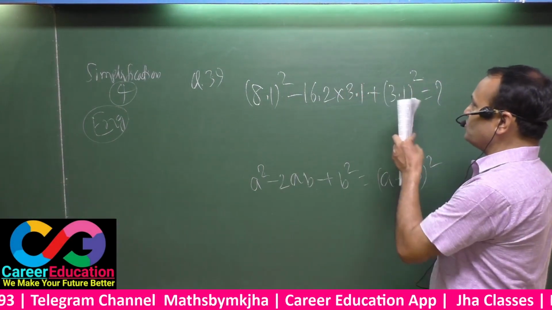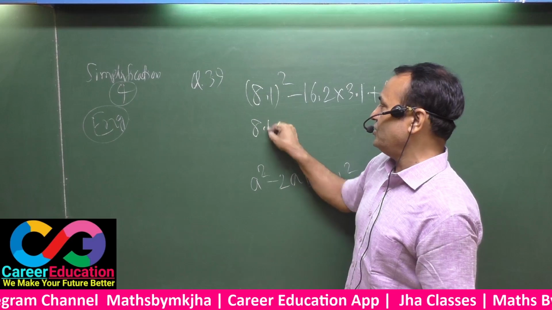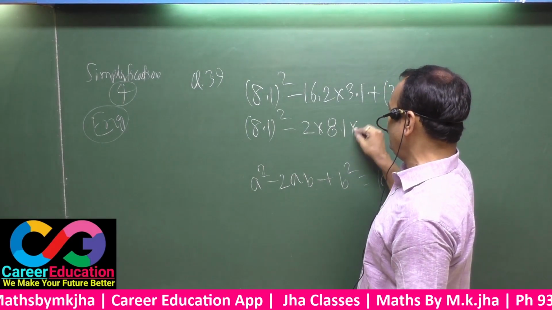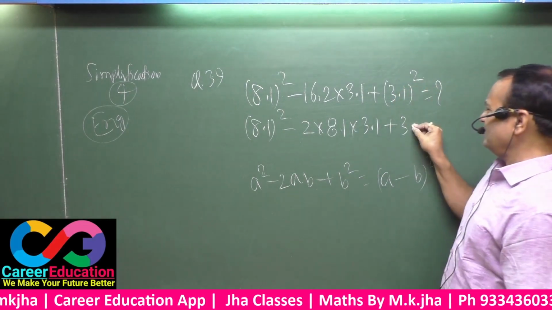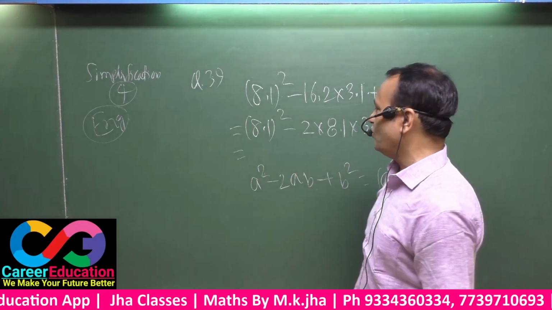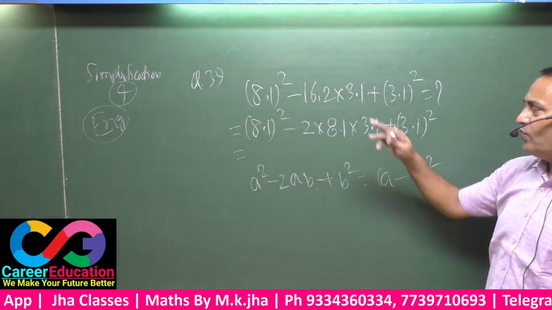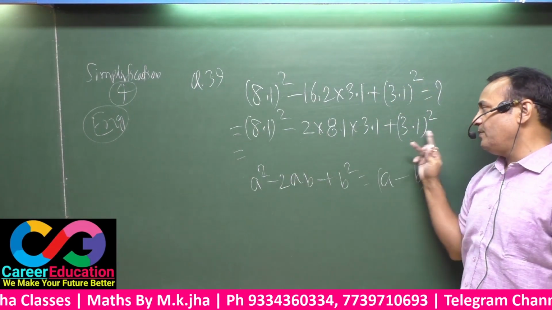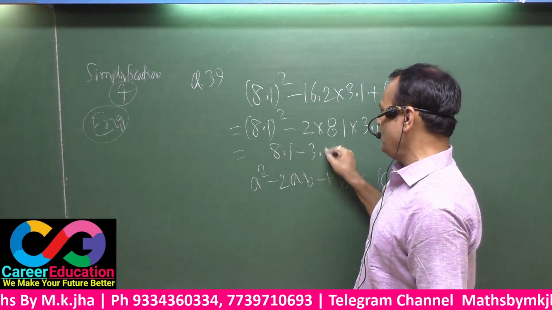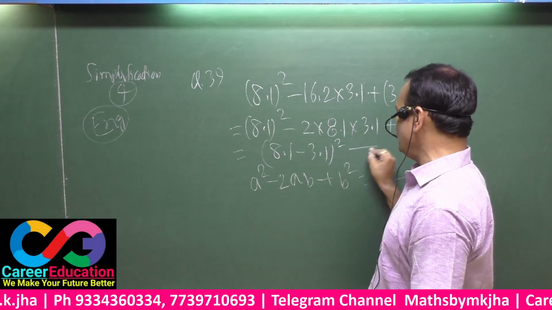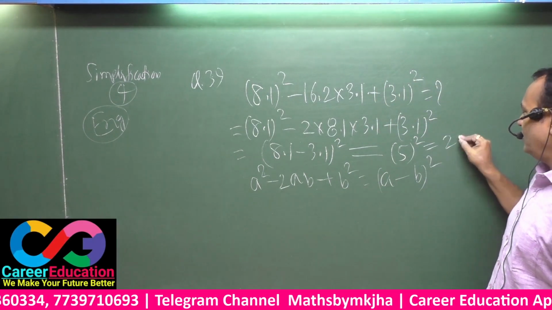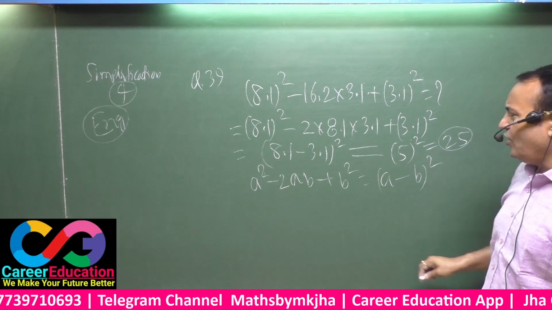A square plus b square. See here. This is your a square minus 2 into a into b plus b square. That means the next step of your question is this, and certainly you can see here a square minus 2ab plus b square is a minus b whole square, and this is now only 5 whole square, and this is exactly 25. That means you got the answer of this question.